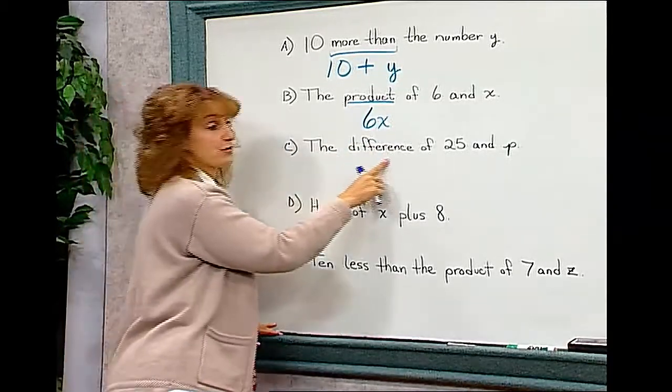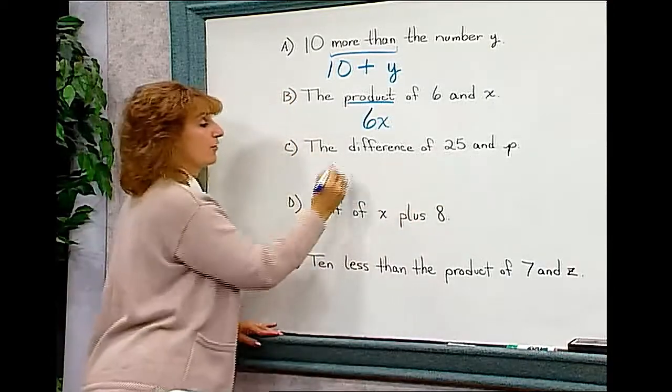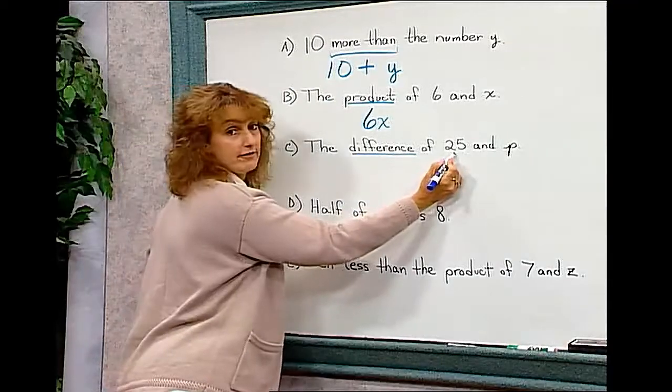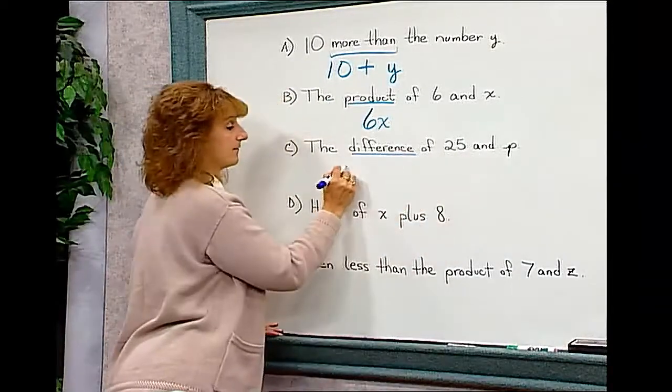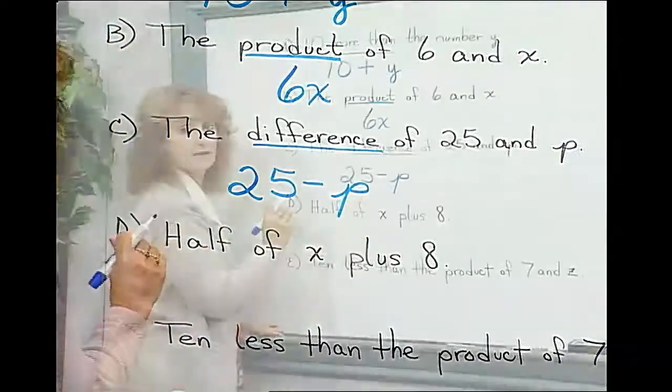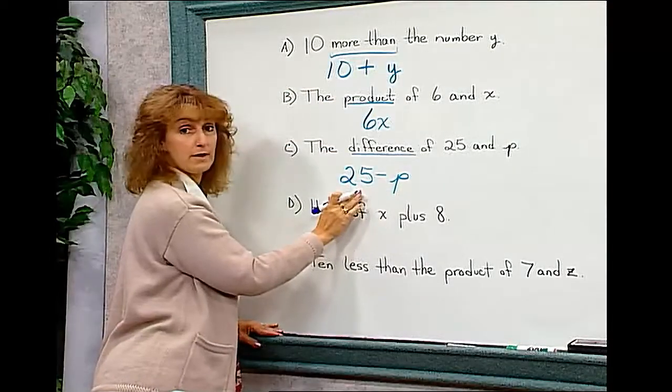The difference of 25 and p. The word difference means to subtract. I have 25 and I have a number p. 25 minus p. That shows me the difference between the two numbers.